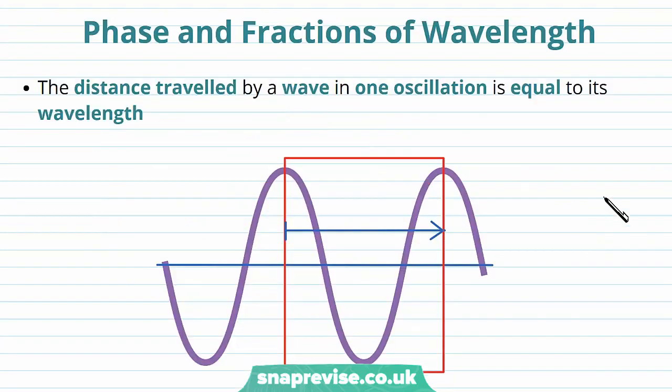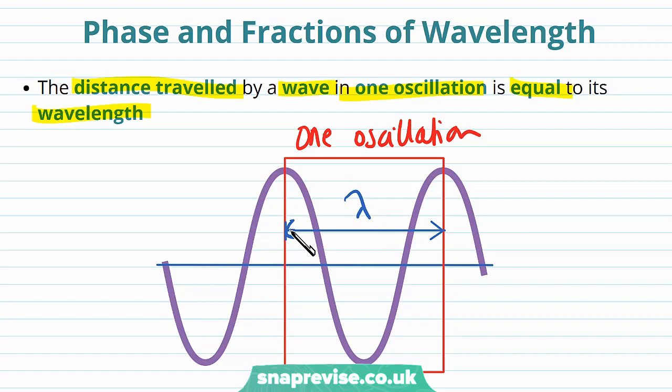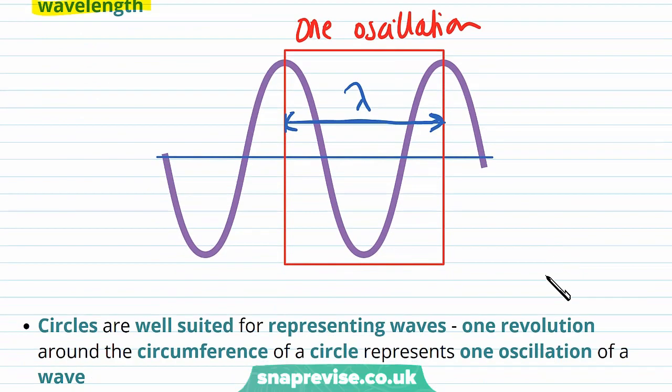So now that we've considered phase and we understand what we mean by phase, we're going to link phase to waves and see how we can express phase in terms of fractions of wavelength. The distance travelled by a wave in one oscillation is equal to its wavelength. So this red box here shows one oscillation of a wave. And we measure wavelength as the distance covered by that wave in one oscillation. So that's what we've got here. This is the wavelength of the wave.